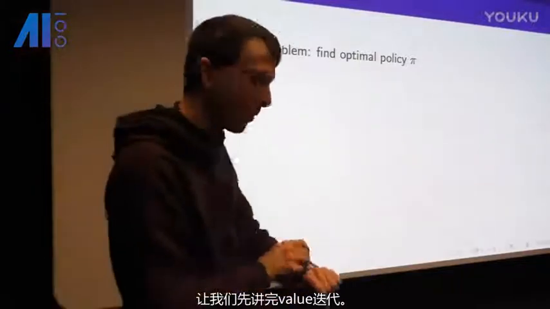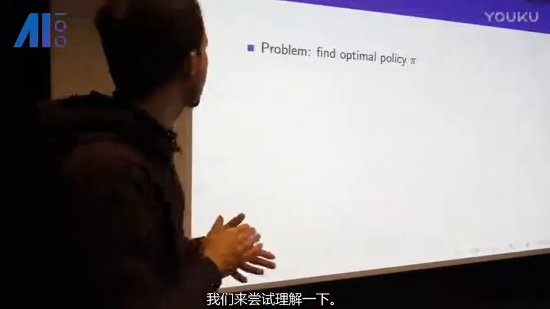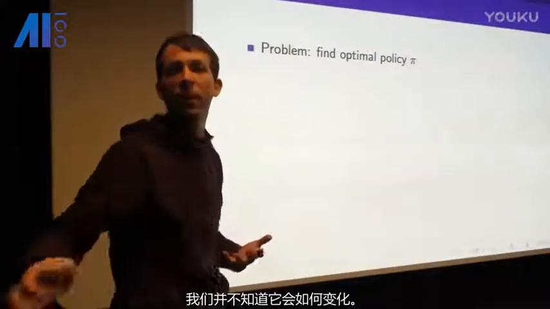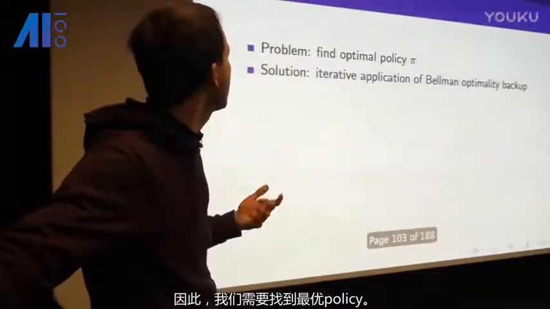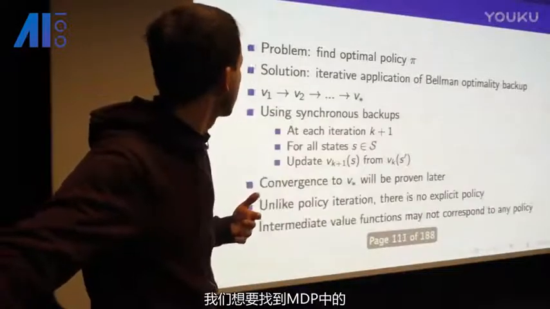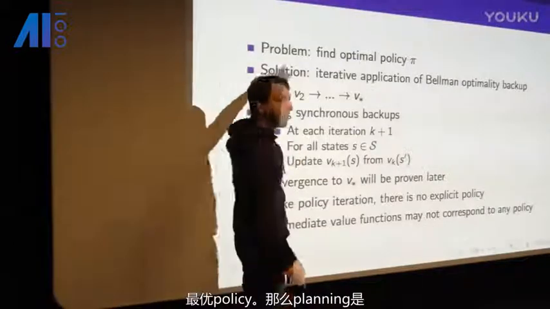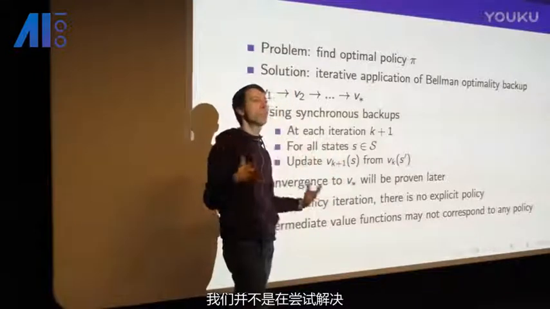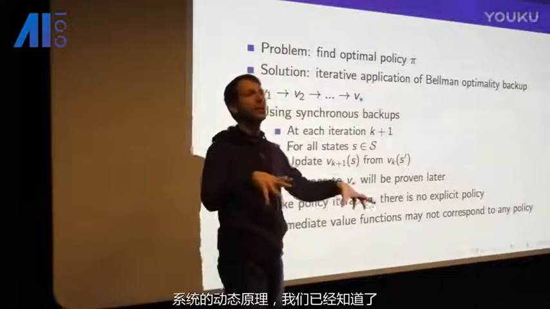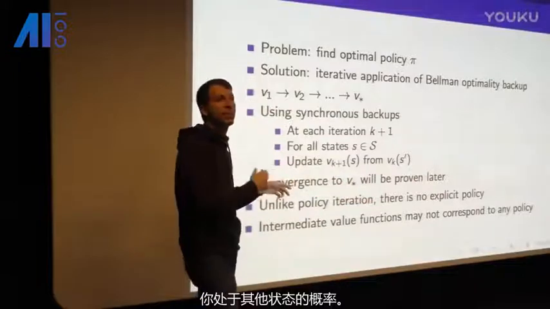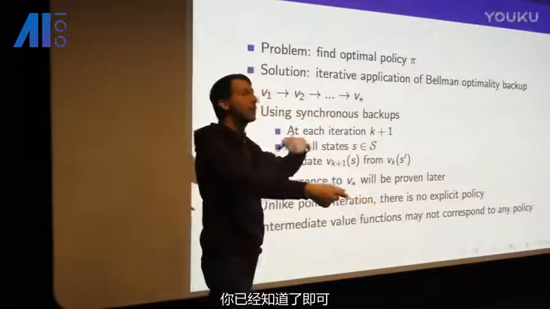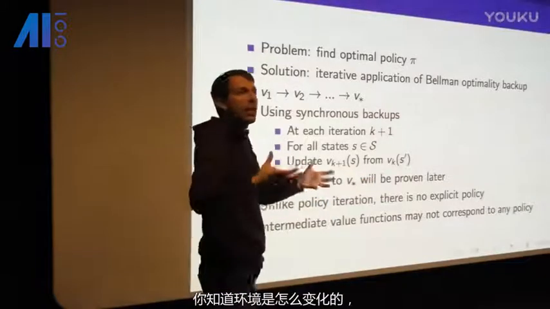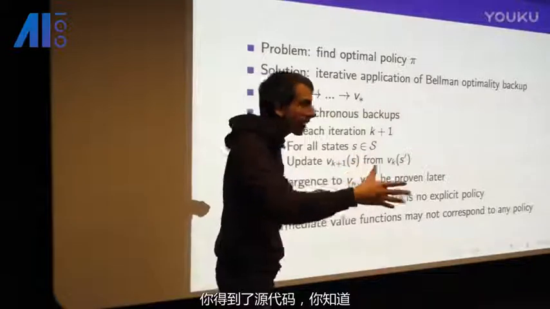Okay, so let's finish with value iteration. So let's try and understand this then. So value iteration. We've seen the intuition, we've seen a figure about what's really going on. So we're trying to find the optimal policy at some MDP. So again, we're trying to do planning. I just really want to emphasize again, we're not solving the full reinforcement learning problem here. Someone's telling us the dynamics of the system. Someone tells us the probabilities that you'll end up in all the next states, and someone tells us the immediate rewards you'll get. So someone's giving you the environment, telling you how that environment works, giving you the source code that tells you exactly what's going to happen next.